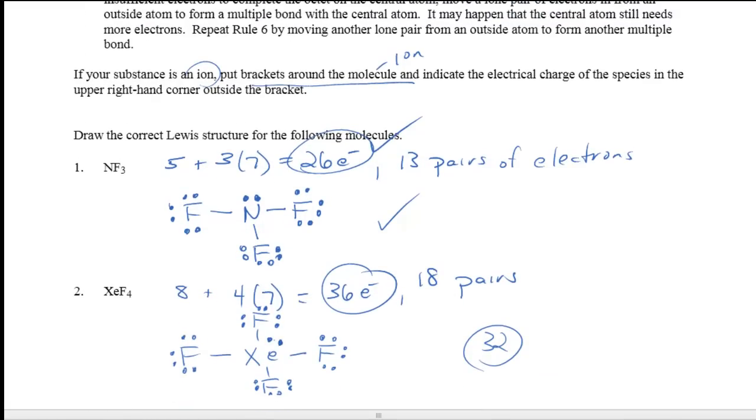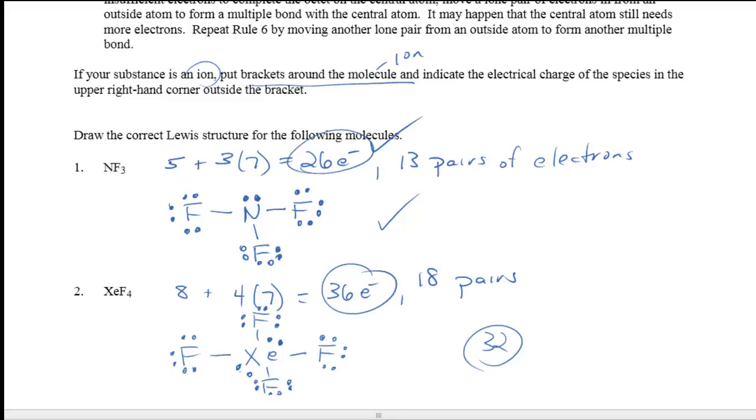So I place 1 pair, 2 pairs, there's the 4 electrons. I've placed all 36. The octet rule is satisfied for the 4 fluorines. We have exceeded the octet rule on xenon. The central atom will exceed the octet rule at times. If you're going to exceed, make it the central atom.